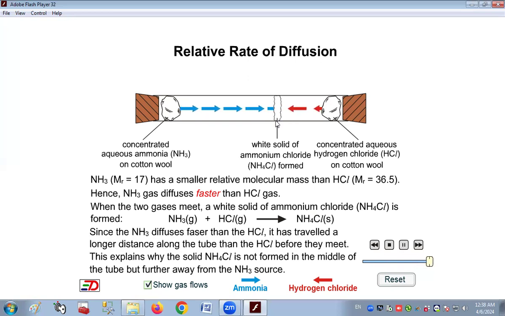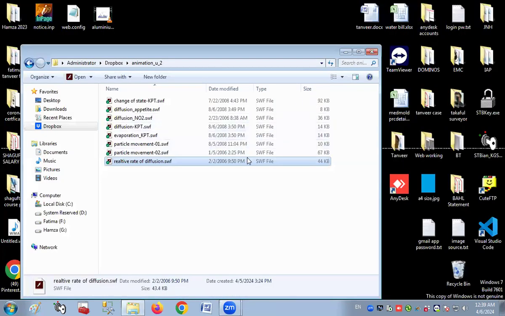So here, ammonium chloride is produced because ammonia and HCl react together and give us ammonium chloride, which is a white solid. So after a few minutes we'll observe a white solid which is not in the center. It is away from ammonia because ammonia's MR is smaller, so it diffuses faster. Okay, that is all about the animations of the particle nature of matter.